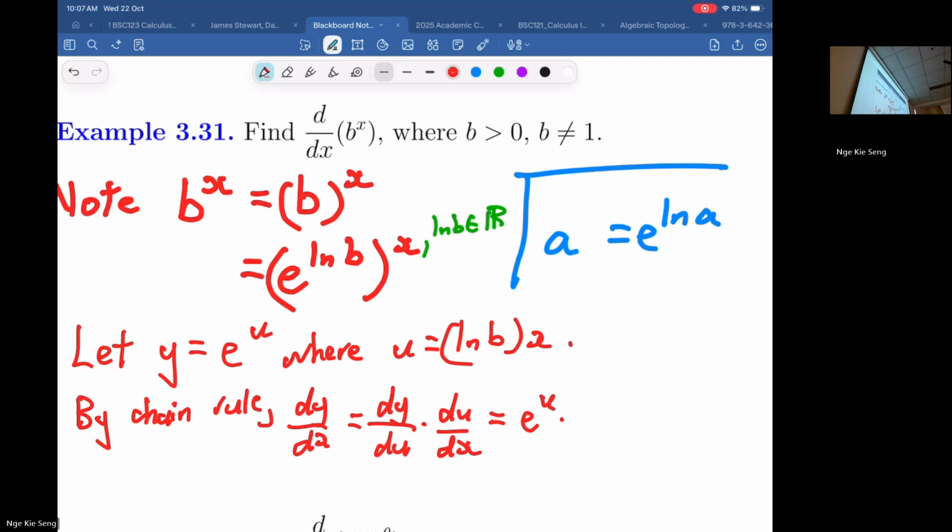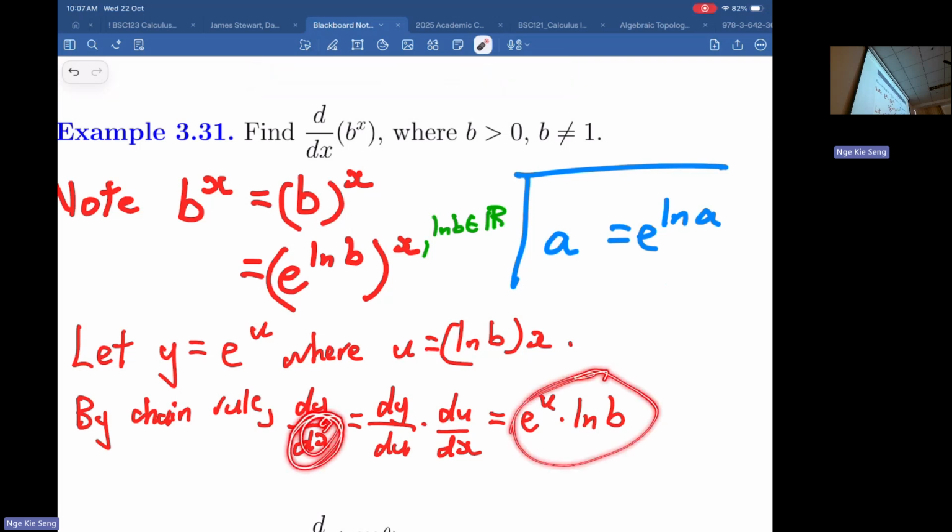Remember? Differentiate cx, what do you get? You get c, right? So in this case here, the c is ln b. Okay, but remember that you are differentiating with respect to x. So here, got x or not? Where are the x's? Can you find x's here? There's u only. Can we write u in x?